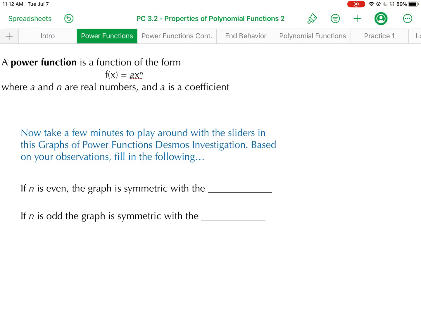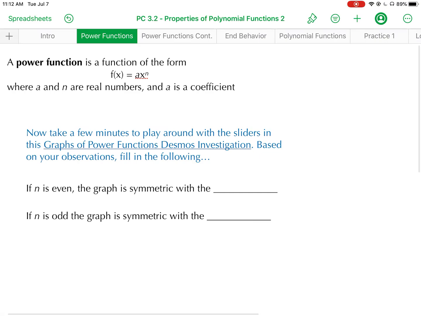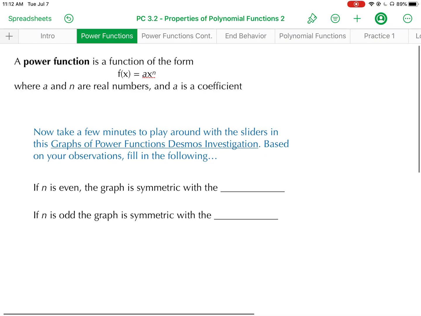Okay, let's first begin with the concept of a power function, though. This is going to be any function of the form f of x equals a times x to the power of n. A and n are both real numbers here, and a is considered your coefficient, n is considered your power, okay? So I want to look at the graphs of some various power functions really quickly, and let's try to look for some observations on the symmetry of those graphs, okay?